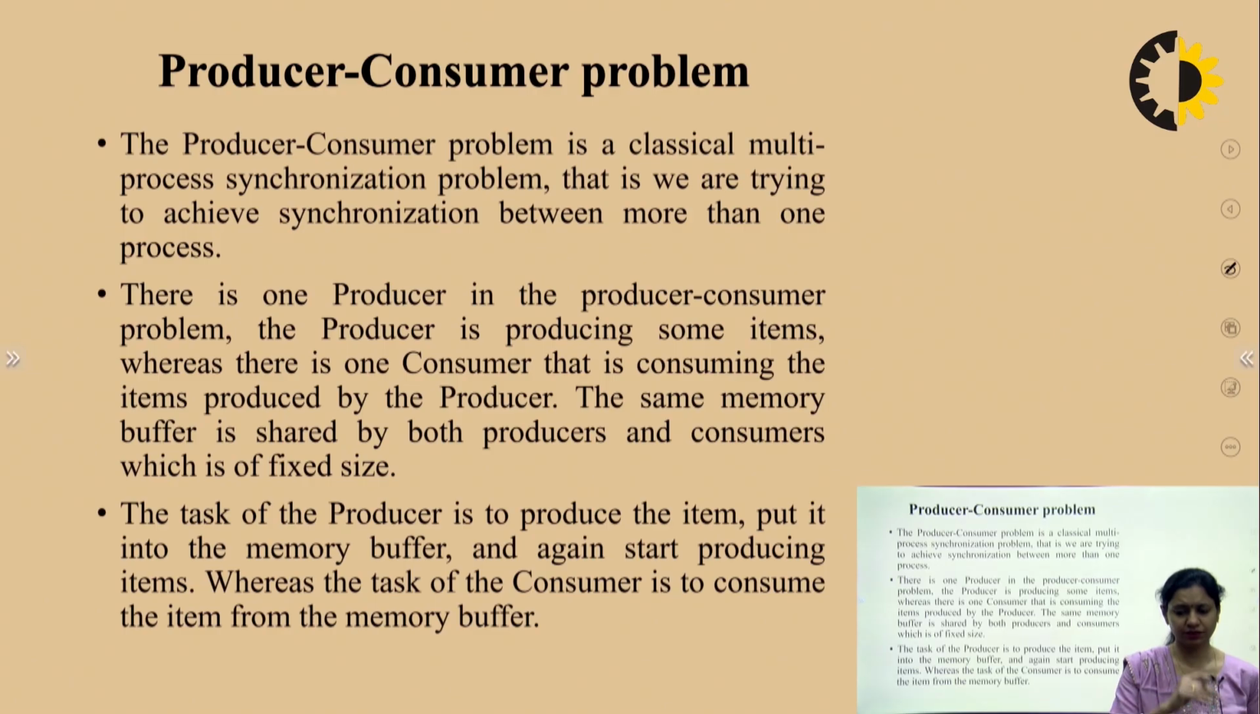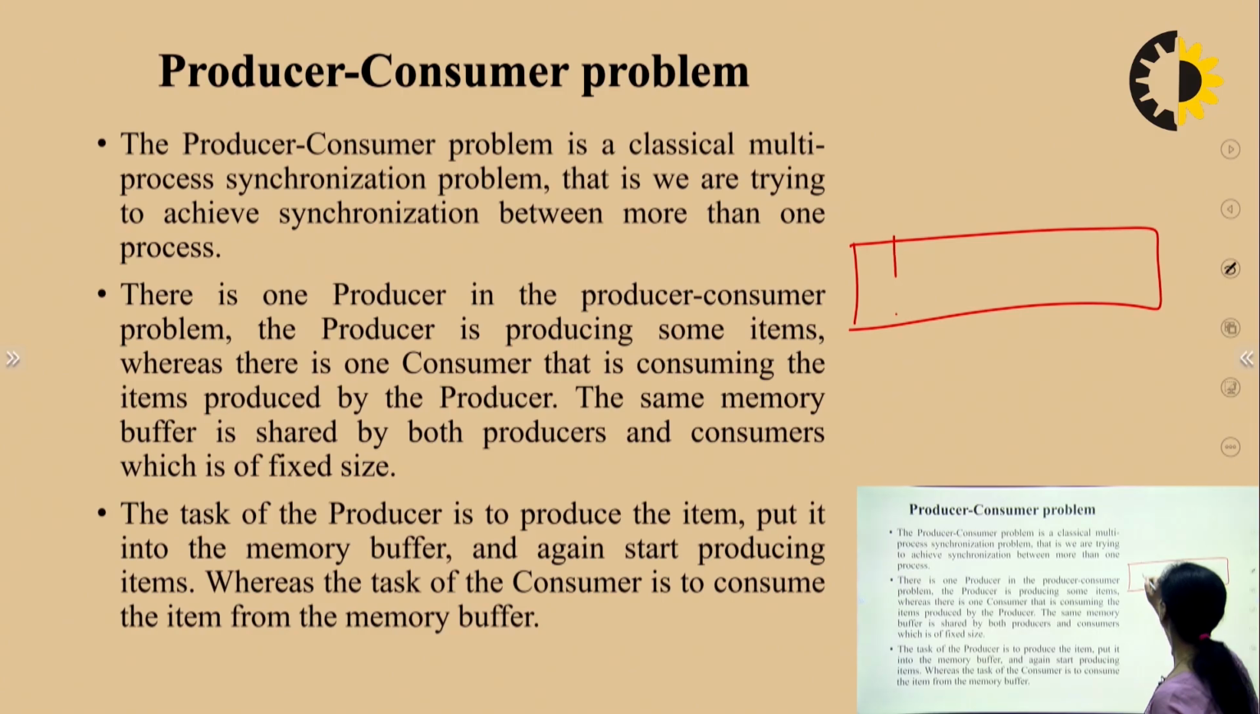Now, the producer-consumer problem is a problem wherein we have two types of processes. The first is a producer and the other is a consumer. It is a multi-process synchronization problem wherein, as the name suggests, the producer would be producing something and the consumer would be consuming those items which the producer is producing. Here we have the same memory buffer shared by both the producer and consumer, and this memory buffer is of fixed size.